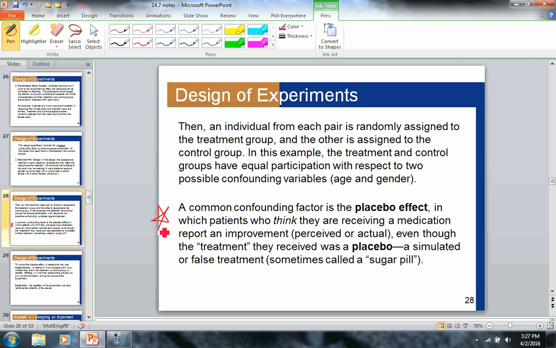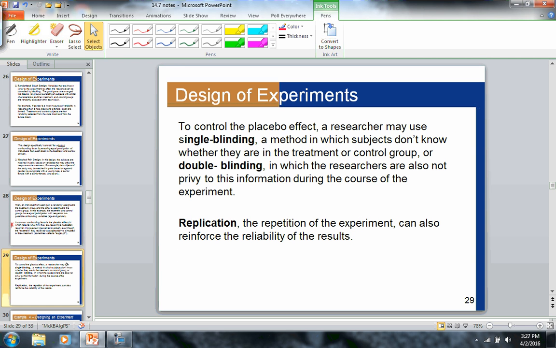But the placebo effect is when people are given that placebo, that sugar pill, and then they think that they're getting the treatment, so then they start to feel better. So it's all psychological. To control the placebo effect, researchers have to use single blind or double blind methods. Single blind is where the subjects don't know which group they're in. Double blind is the best because this is where the subjects and the experimenters don't know who's in which group. Okay?